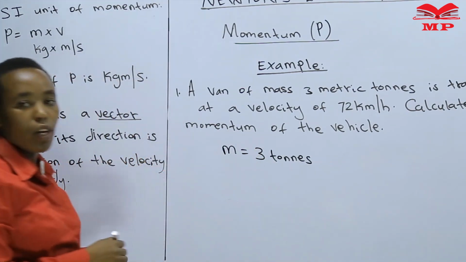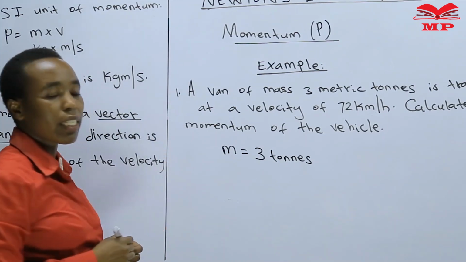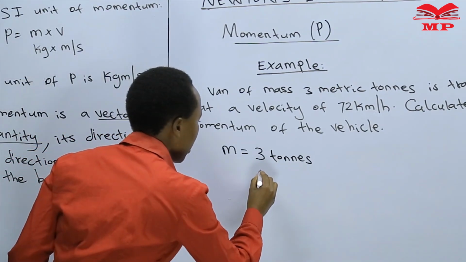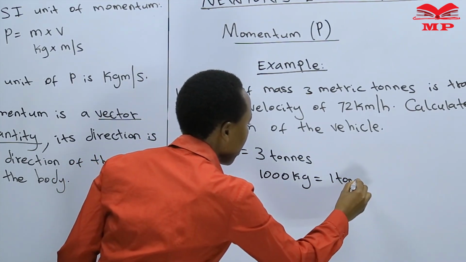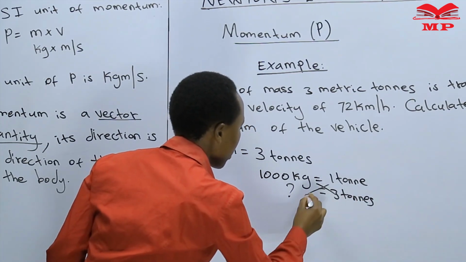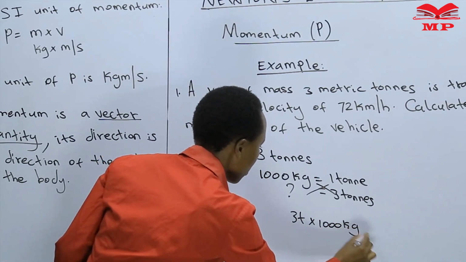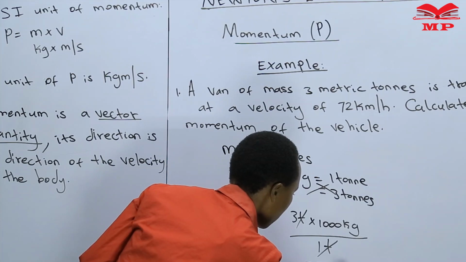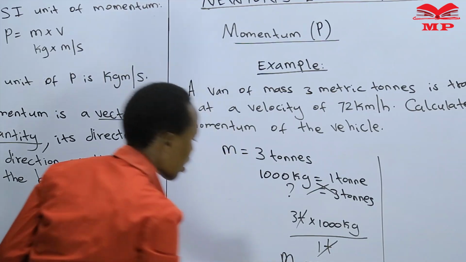Before we move on to velocity, we need to change this mass into kilograms, because when calculating momentum, mass must be in kilograms. We know very well that 1,000 kilograms is equivalent to 1 ton. So 3 tons multiplied by 1,000 kilograms divided by 1 ton gives us 3,000 kilograms. So the mass is 3,000 kilograms.